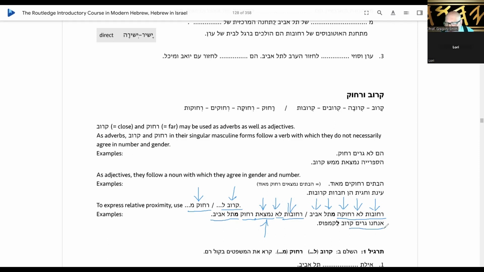Anachnu garim karov. Let's say we are dwelling karov, close. Let's see here. La campus. Campus would be like on campus. In other words, the context would be like university. So anachnu garim karov la campus. We're dwelling close to campus. All right, so that makes sense.